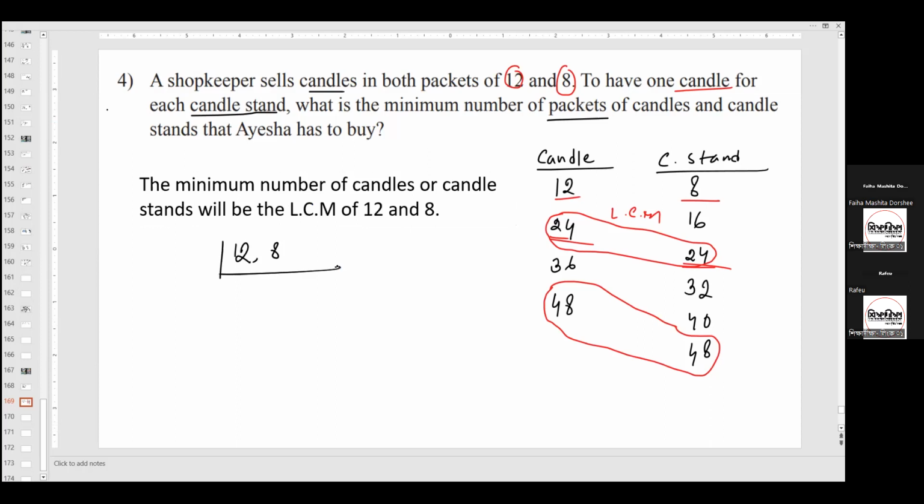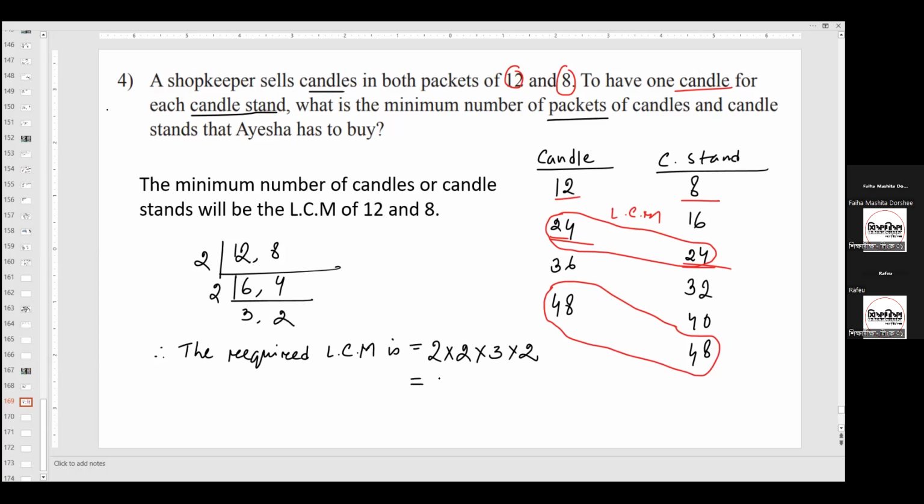Sir, 24. Right, it's 24, right? It's 2, 6, 4, and 2 again, 3, 2. Therefore, the required LCM is 2 multiplied by 2 multiplied by 3 multiplied by 2, and that is going to be 24, right?